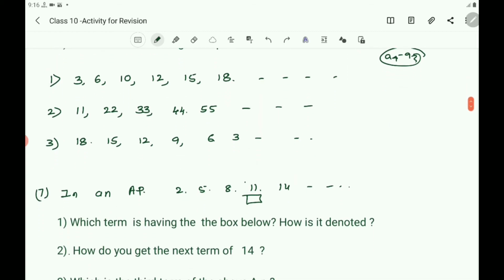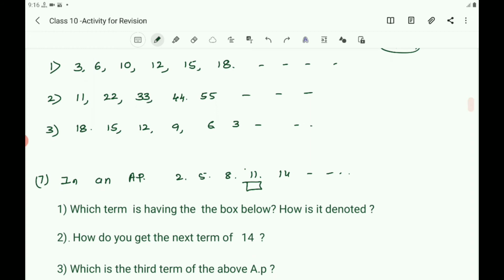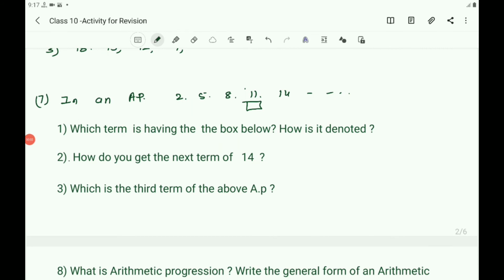Next one, in an AP 2, 5, 8, 11, 14, and so on. The question is which term is having the box below. How is it denoted? You know that 2 is the first term, 5 is the second term, 8 is the third term, 11 is the fourth term, and 14 is the fifth term, this way. So here you have to make out which term is having the box below and what is the notation of that term that you have to mention here. How do you get the next term of 14?